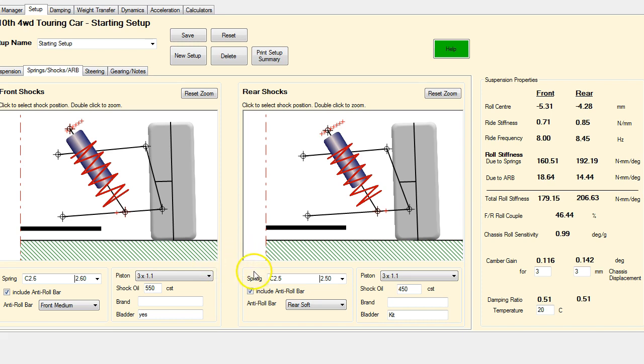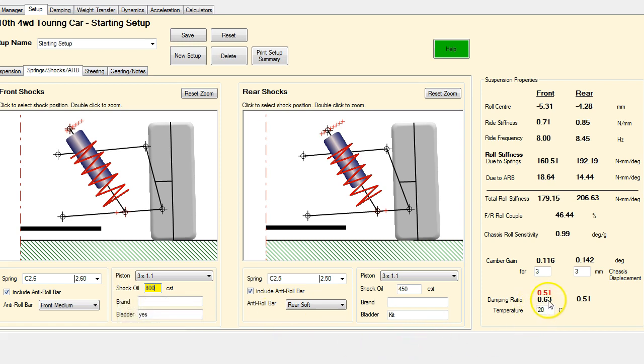Okay, so let's have a look. I'm going to split this into two sections here. Basically, we're going to look at just changing the damping ratio and not changing any of these other values here. So the way you do that is with shock oil and pistons. So if we change to a lighter shock oil, let's go down to 300 CST. Okay, you see our damping ratio has dropped down to 0.37. If we increase it to, say, 800, I'm just using big numbers here so you can see the changes.